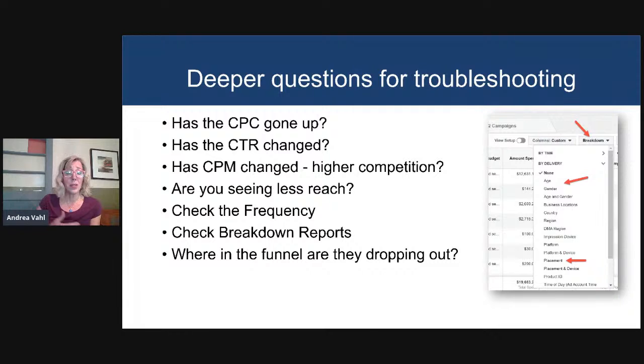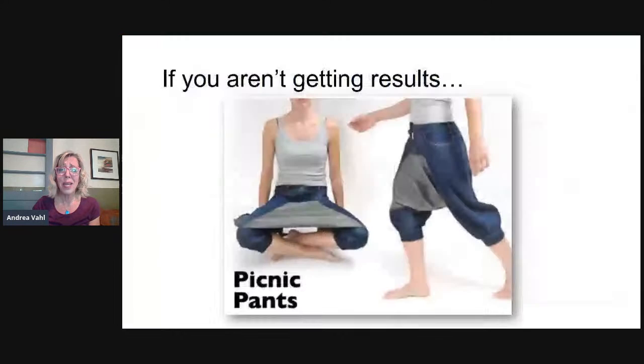And if you're really doing a lot of testing and you've really optimized a lot of things and you've discovered that your website is performing fine with different types of traffic and it's not Facebook, or maybe things aren't performing at all, you may just be the picnic pants of the internet. That could be the whole problem. So that could be the issue there.